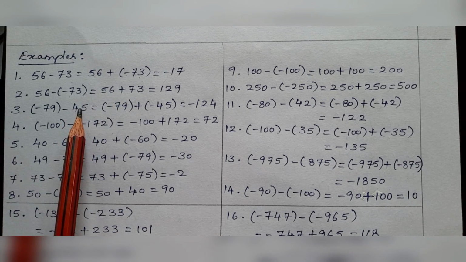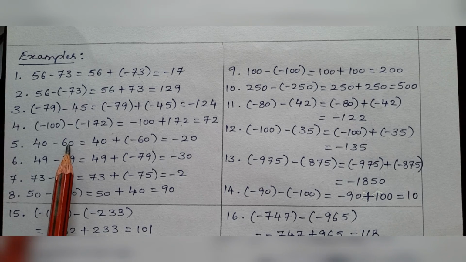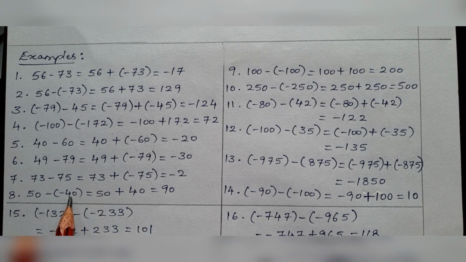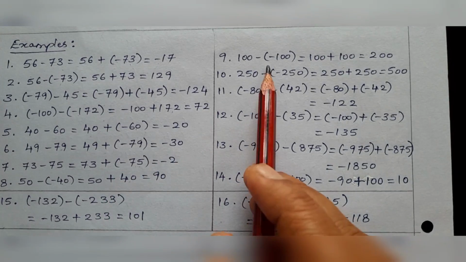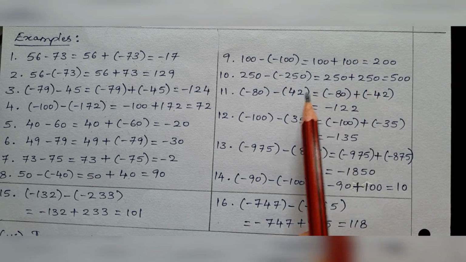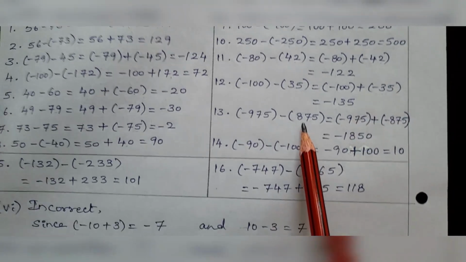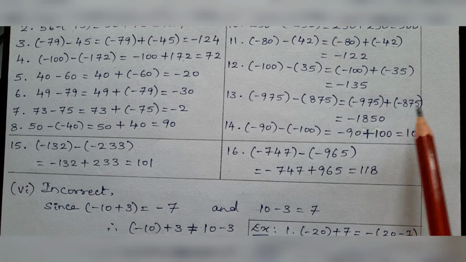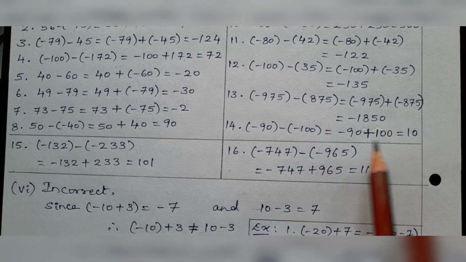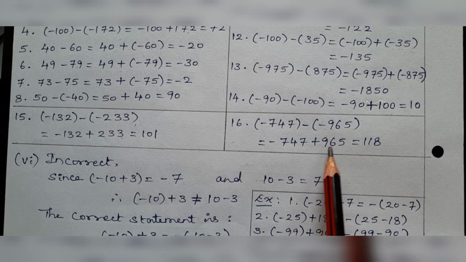Additive inverse of plus 45 is minus 45. Additive inverse of minus 172 is plus 172. Additive inverse of plus 60 is minus 60. Additive inverse of plus 79 is minus 79. Additive inverse of plus 75 is minus 75. Additive inverse of minus 40 is plus 40. Additive inverse of minus 100 is plus 100. Additive inverse of minus 250 is plus 250. Additive inverse of 42 is minus 42. Additive inverse of plus 35 is minus 35. Additive inverse of plus 875 is minus 875. Additive inverse of minus 100 is plus 100. Additive inverse of minus 233 is plus 233. Additive inverse of minus 965 is plus 965.